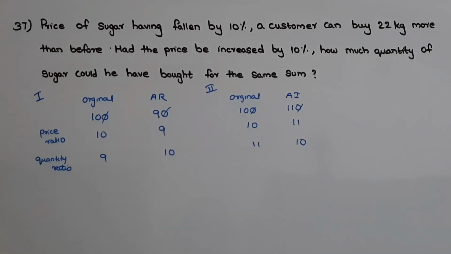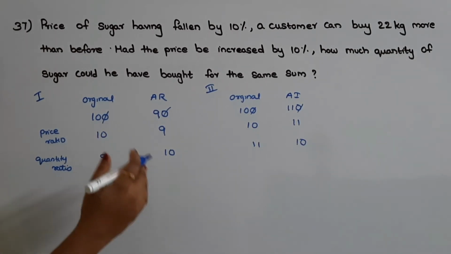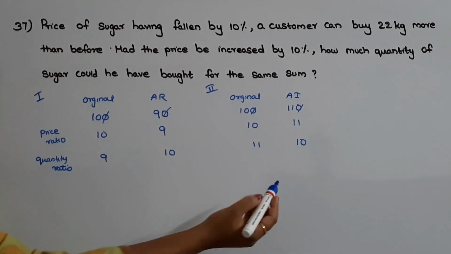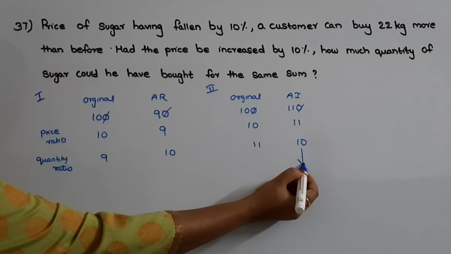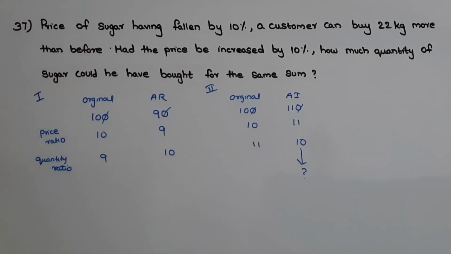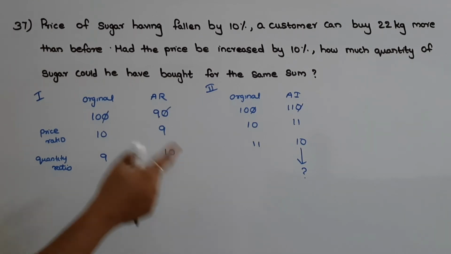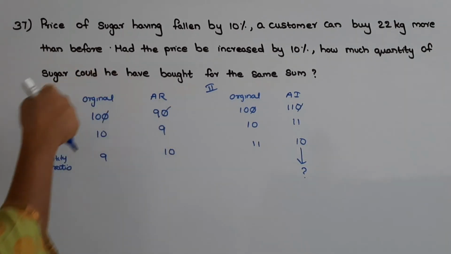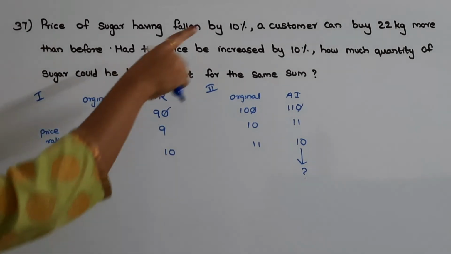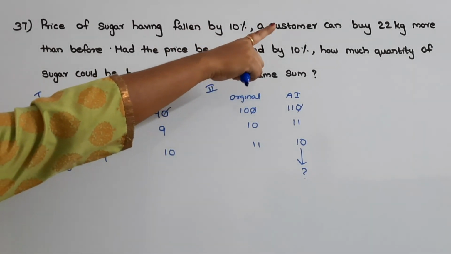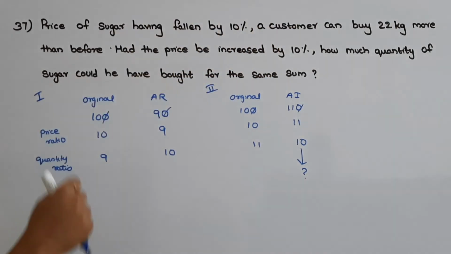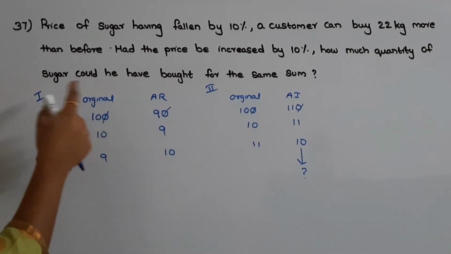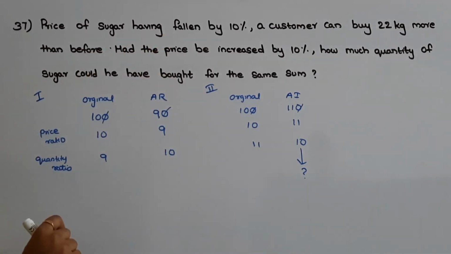Okay. So we need to find out the quantity of the sugar which the customer can buy after the increase in the price. Okay. So we need to find out the value of this 10. Okay. So for that, we need to know what is the original quantity of the sugar. That we can find out from this first case. Okay. So in the first case, they are telling that when the price has fallen, a customer can buy 22 kg more. Okay. Which means the difference in the quantity in the first case is given as 22 kg.